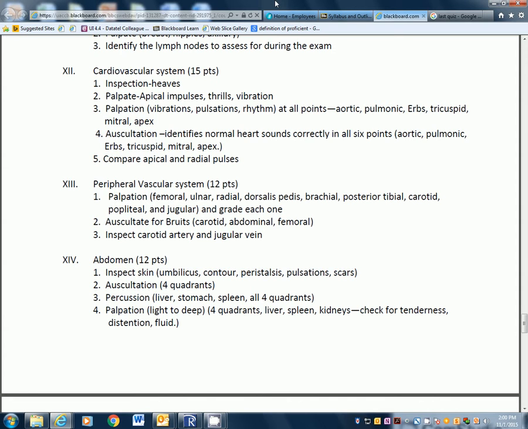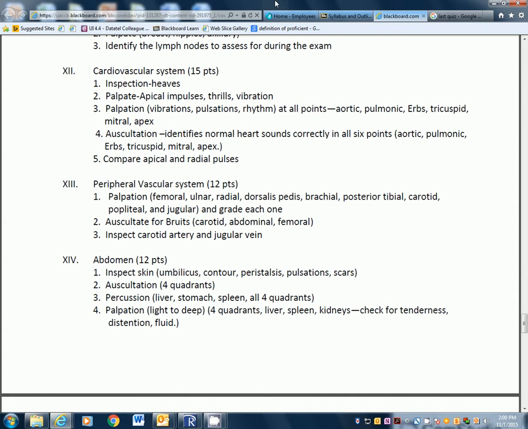So you can see there as she is comparing them, you would compare the apical pulse with the radial pulse. In this picture, she's actually also comparing the carotid pulse with the apical pulse, but you will be doing the radial. All right, as far as the peripheral vascular system, it's worth 12 points, and that's in chapter 20.